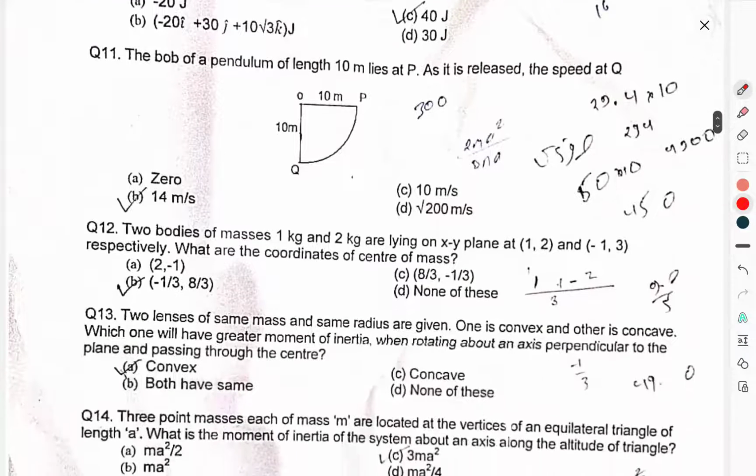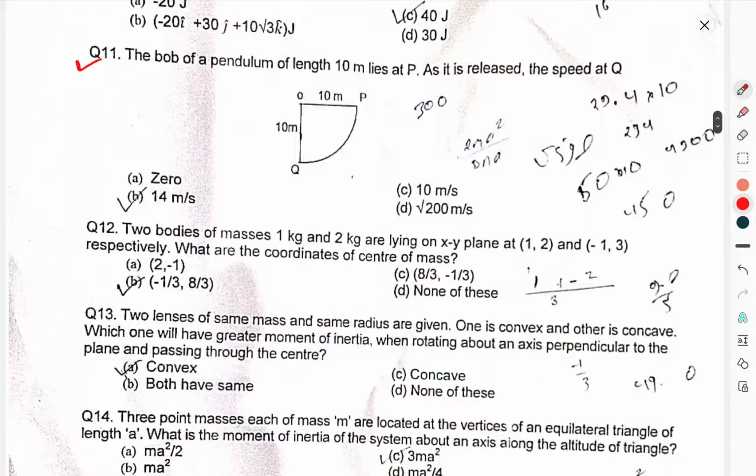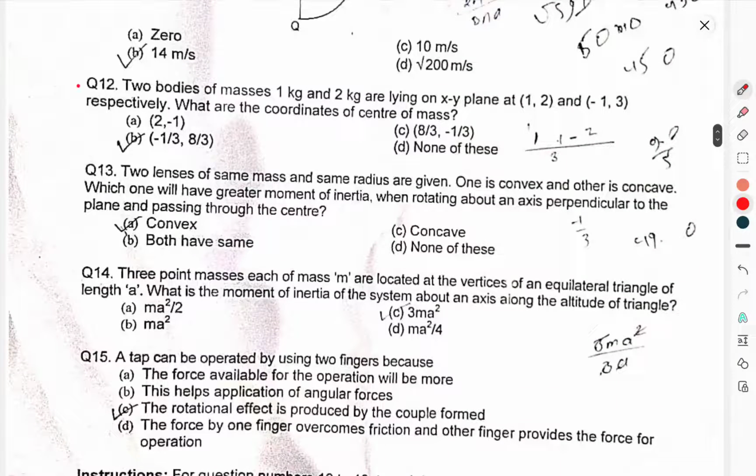Now we have come to the question number 11th. The bob of pendulum of 10 meter lies at P. It is released with the speed q. Question number 12th. The two bodies of masses 1 kg and 2 kg are lying in x and y plane at 1 and 2, and minus 1 and 3 respectively. What are the coordinates of the center of mass?